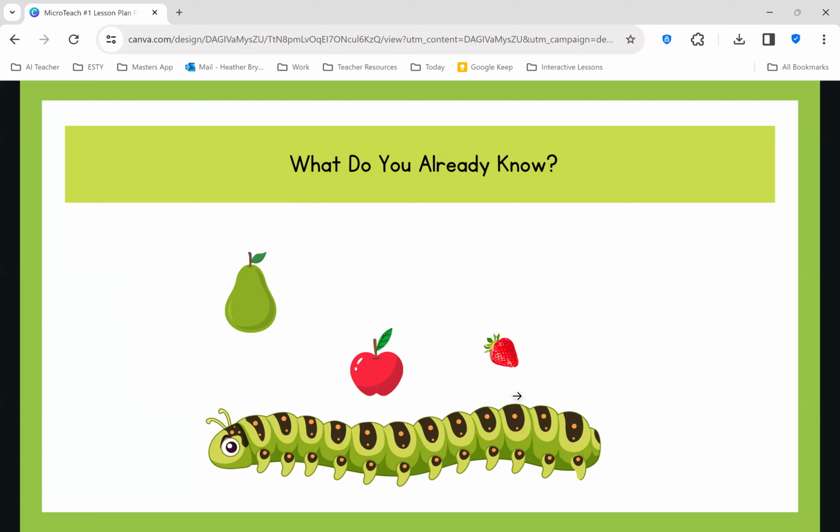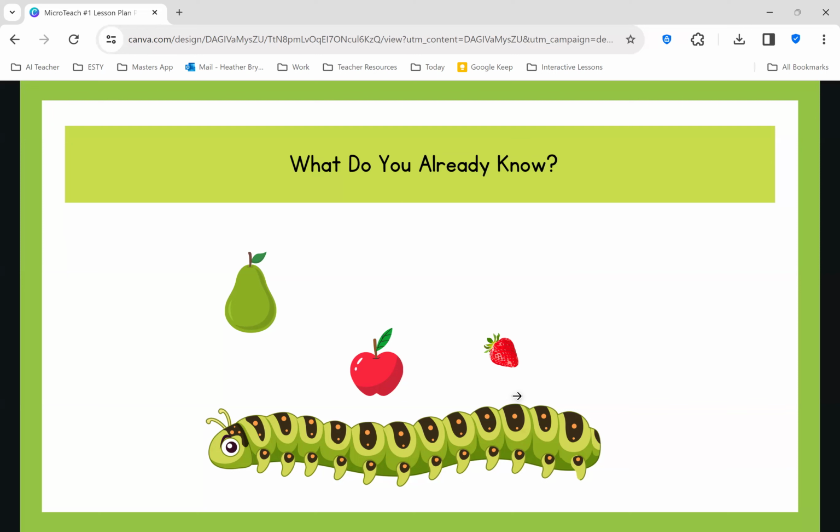So before we start counting, it is important to connect new learning to what students already know. You ask questions such as, can anyone tell me what they know about caterpillars? And do you remember any foods that caterpillars like to eat? This helps activate prior knowledge and prepares them for the new content. It shows pictures of caterpillars and various foods to stimulate discussion and assess their understanding. This review ensures that students have the necessary background knowledge to engage fully with the lesson.